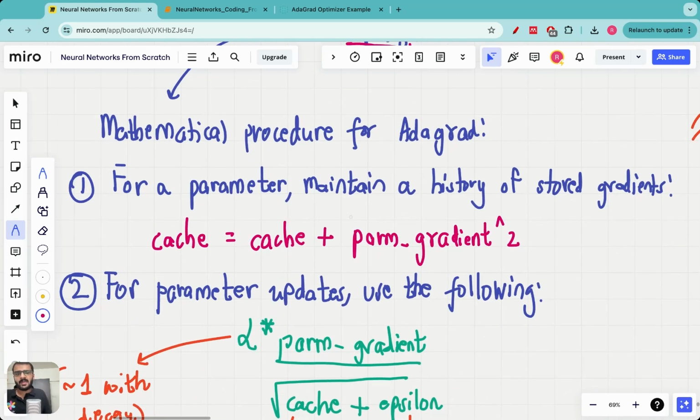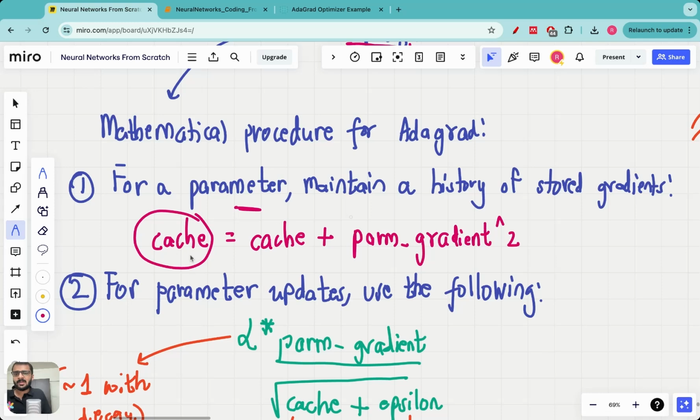First, for every given parameter, we maintain a history of the previous gradients of that parameter. Note that as the iterations proceed, the gradients of the loss with respect to a parameter go on continuously changing, right? So there is a history of these gradients. So we maintain this history in this variable which is called cache or cache value.